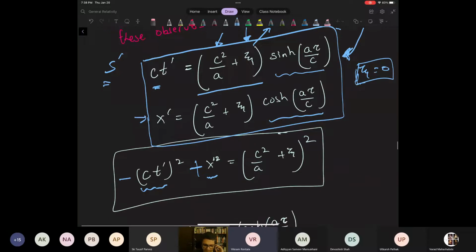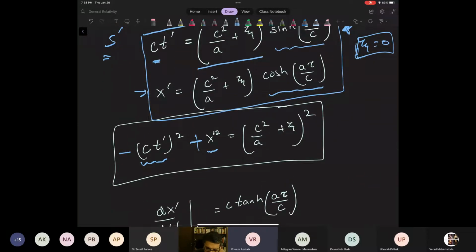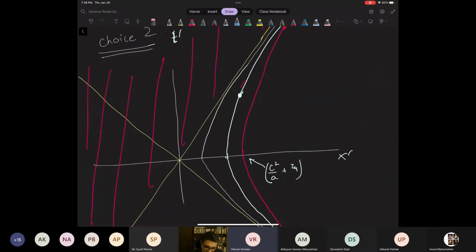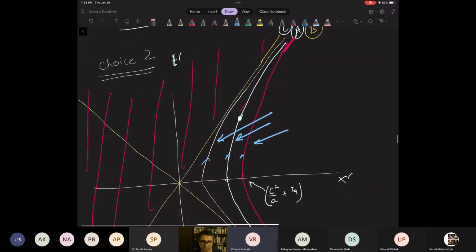So this trajectory is again a hyperbola. Again, the asymptotes of the hyperbola are exactly the same: ct prime minus x prime, and these asymptotes are the same for every value of xi. So each observer has the same asymptotes, as opposed to the previous set of observers that we were considering, who all had different asymptotes. Each one of them has a trajectory like this hyperbola, and all these hyperbolas have exactly the same asymptotes.